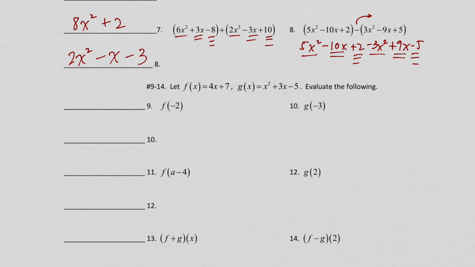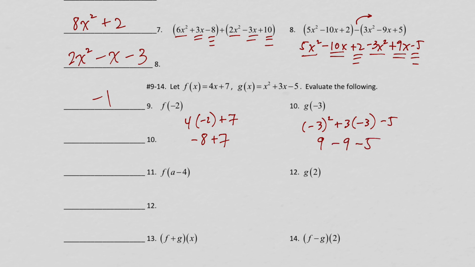f of negative 2 is replacing x with negative 2. So this is our f function, so we're going to have 4 times negative 2 plus 7, or negative 8 plus 7, which is negative 1. This is our g function. g of negative 3 is replacing x with negative 3. So here we have negative 3 squared plus 3 times negative 3 minus 5. This is a positive 9 minus 9 minus 5, which adds up to negative 5.